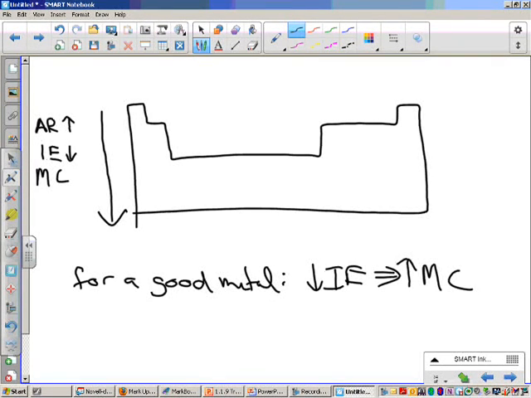So what happens to the metallic character? It increases. It's the opposite. It does the opposite. Right? Okay? And we can do the same for electron affinity. Electron affinity. What happens to that pull on that electron as it comes in as you move down the periodic table?